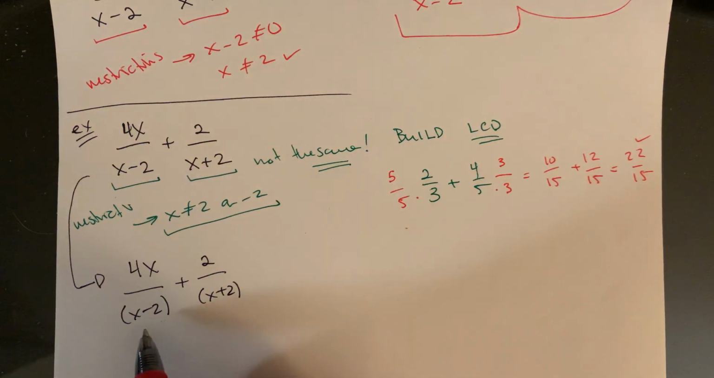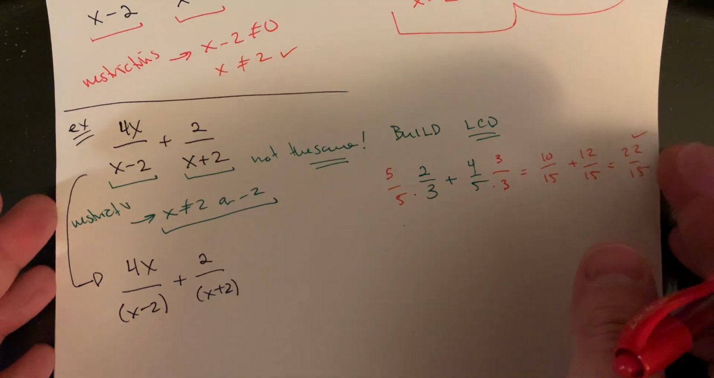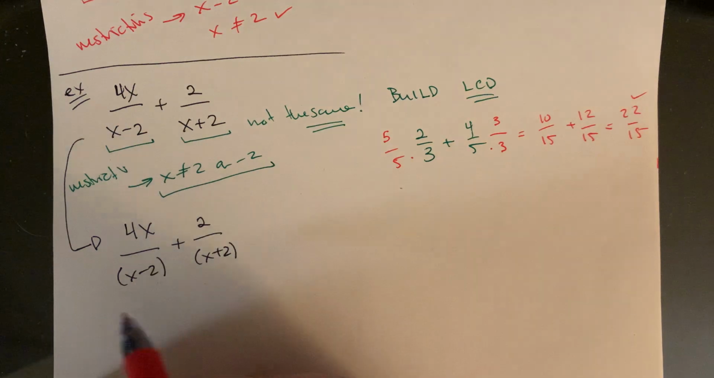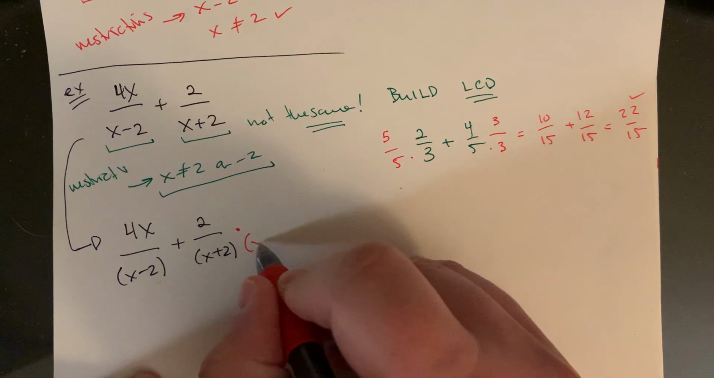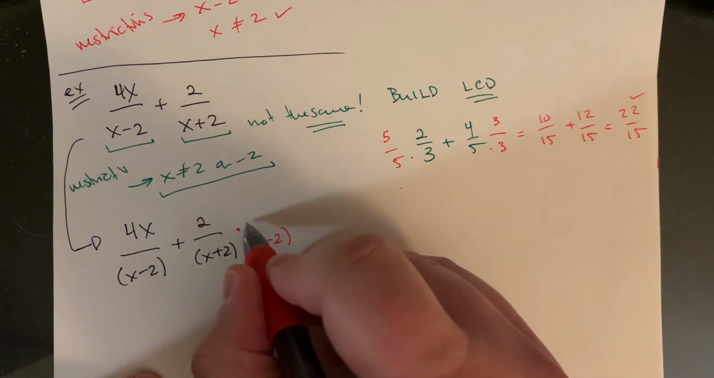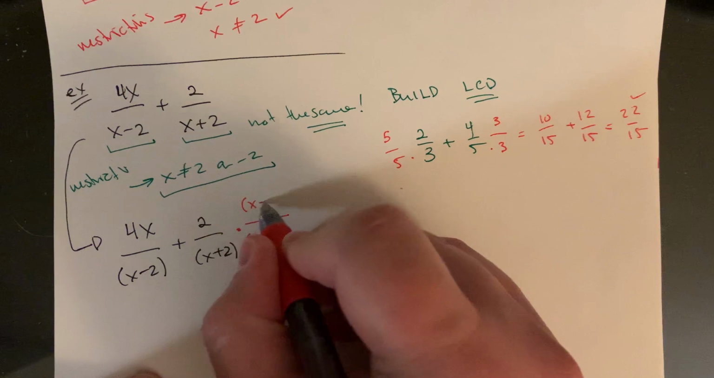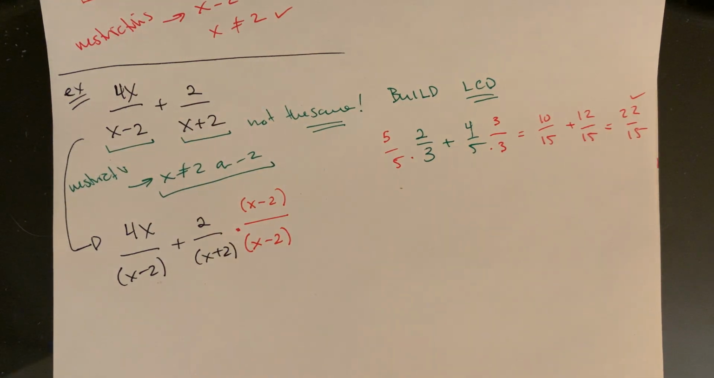So what I need to do is think of this not just in terms of minus 2 plus 2, but think of this whole thing, x minus 2. So I have an x minus 2 here. I need an x minus 2 over here. So I'm going to multiply by that, and then I'll match that multiplication in the numerator.